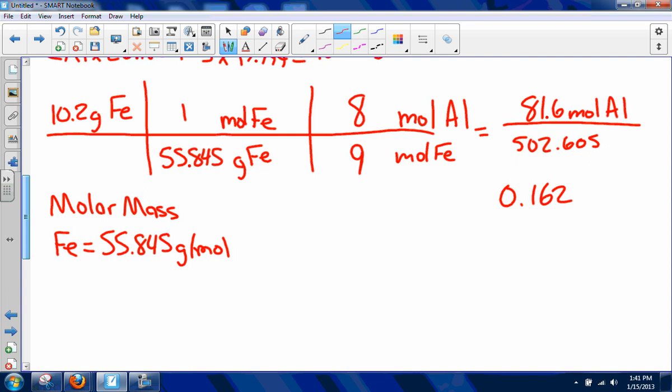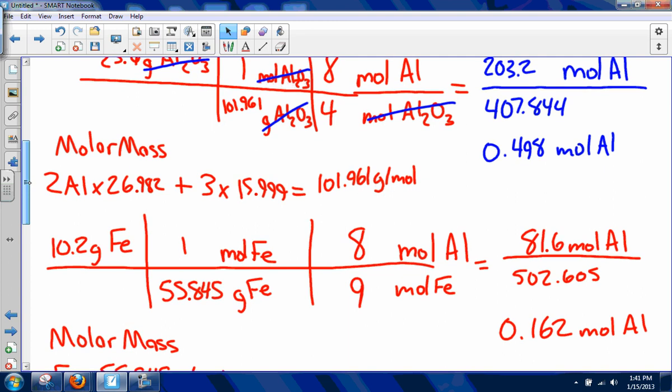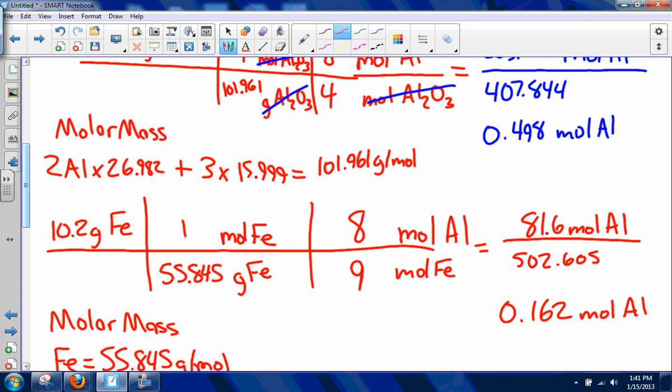Is that right? Moles of aluminum. All right. What I got to do now is compare. I'm looking at that number and that number. Which one is smaller? Okay, the 0.162 moles of aluminum is smaller.